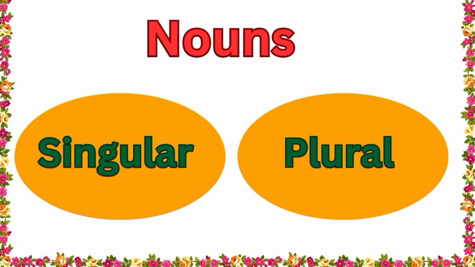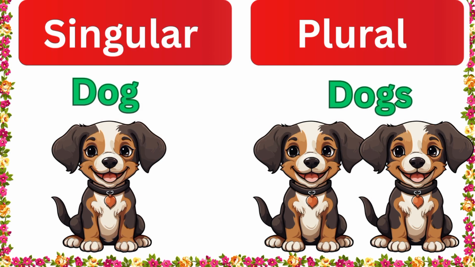Nouns: singular nouns and plural nouns. As you all know, a noun is one or more than one person, place, animal, or thing. Dog, dogs. Here dog is a singular noun, and dogs is a plural noun.